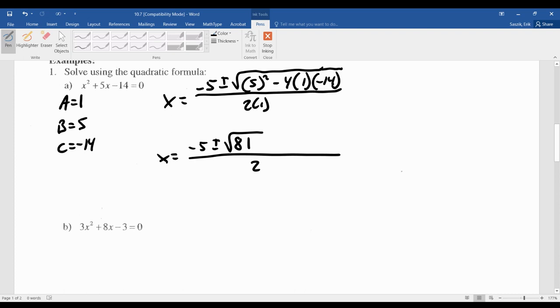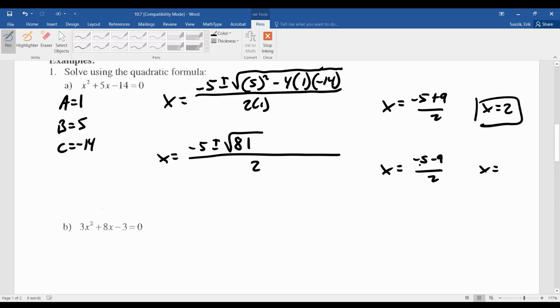Okay. Now we got a couple more steps here. We know that the square root of 81 is 9. So now we have to do -5 plus 9 over 2. But then we also have to do -5 minus 9 over 2. And we're going to get 2 answers. So -5 plus 9 is going to be 4, and 4 over 2 is 2. -5 minus 9 is -14, and -14 over 2 is -7.